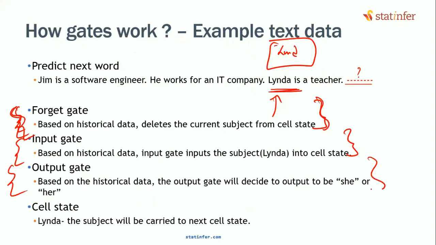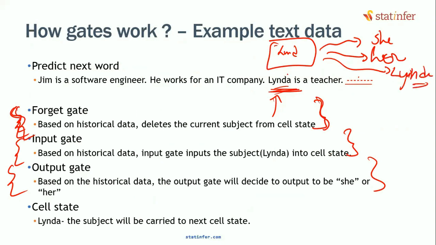Output gate, you know what? When Linda came, here Linda is a teacher. Now when Linda is the subject, the output can be she, the output can be her, isn't it? The output can be Linda itself sometimes. Do you agree with that point? What should be the exact output? Who will decide that? That will be decided by the output gate.